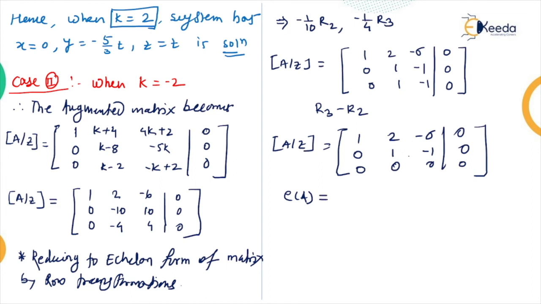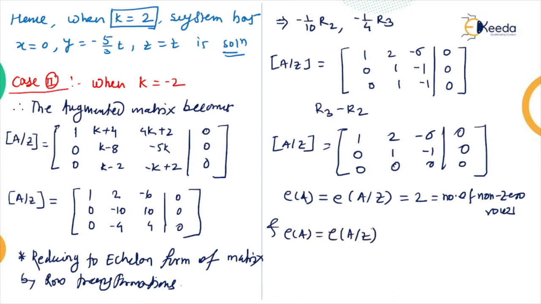Now guys, you have to observe the rank of matrix A and the rank of the augmented matrix AB, which is equal to 2, because 2 is the number of non-zero rows, and that is nothing but the rank. Also the rank of matrix A is equal to the rank of the augmented matrix, which is 2, but it is less than the number of unknowns, which is 3.